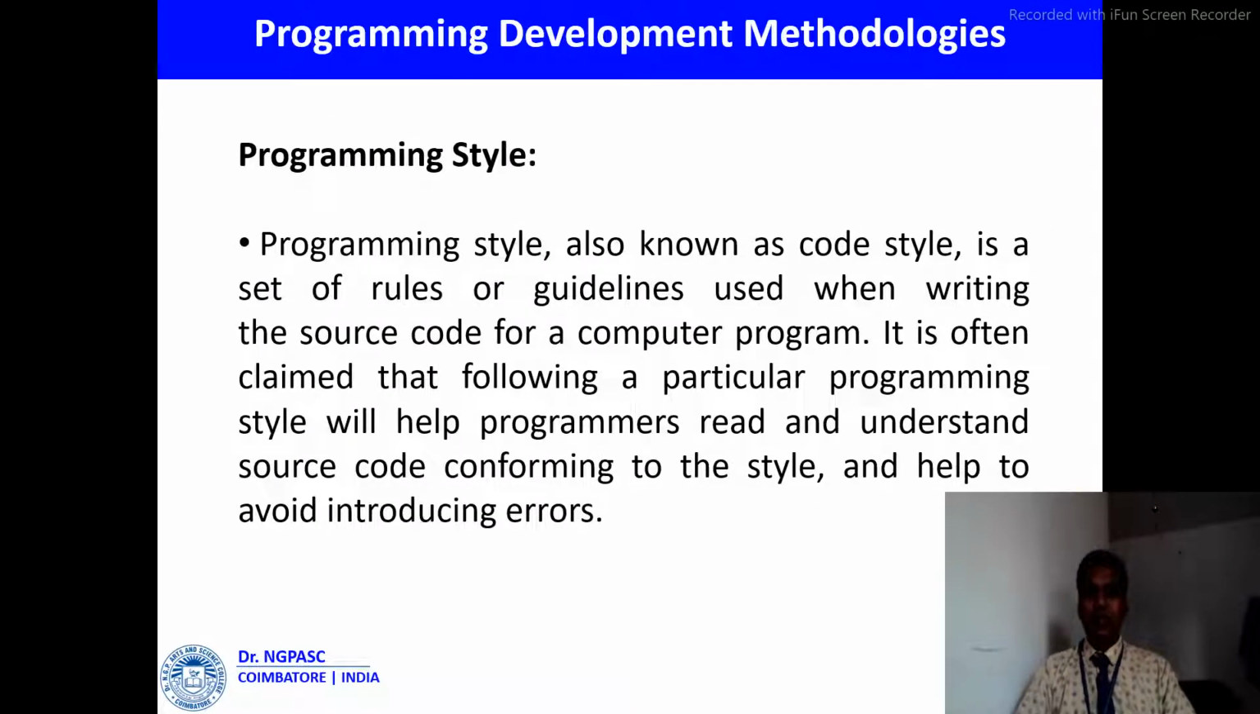Next, each approach depends upon the programming style. Programming style is nothing but code style. It consists of a set of rules or guidelines while writing the source code of a computer program. It often depends upon the particular programming style. It helps the programmer read and understand source code conforming to the style and helps to avoid introducing errors. The main purpose of programming style is to avoid errors.